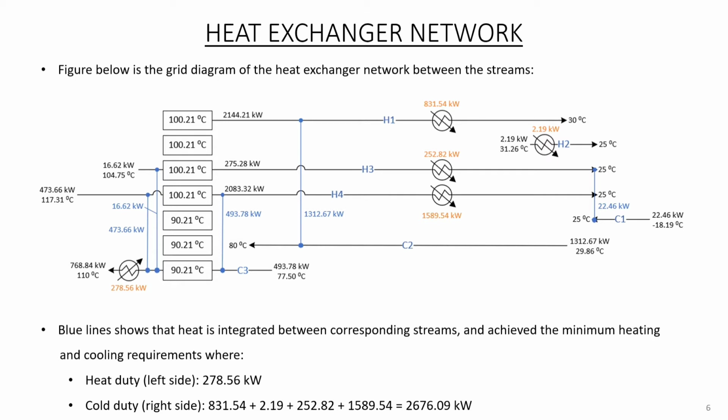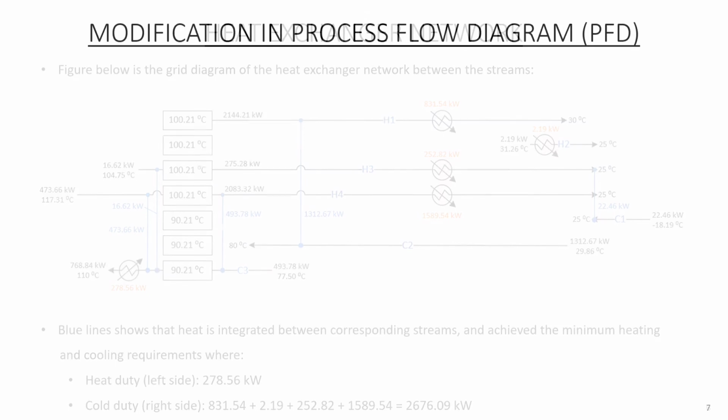However, a temperature crossover between H4 stream and C3 stream occur. The problem is unavoidable and can cause the efficiency of heat exchanger to reduce. A plate heat exchanger will be considered as a countermeasure to this situation.